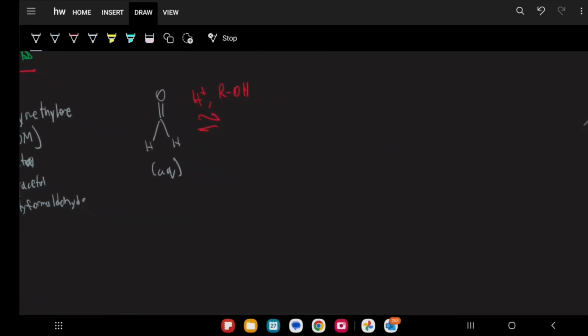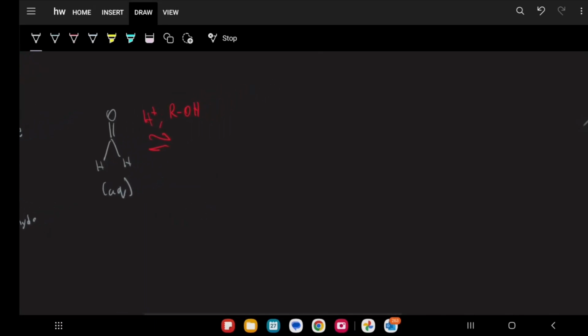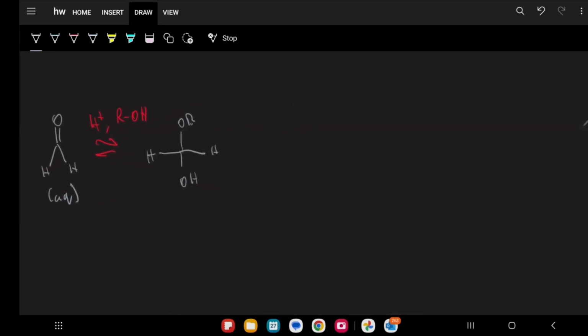which, as we know, is just simply one of the two steps of acetal formation. So we form a hemiacetal here. Do note that since the formaldehyde was aqueous, there's still some H2O here. So now the next step is an extraction.